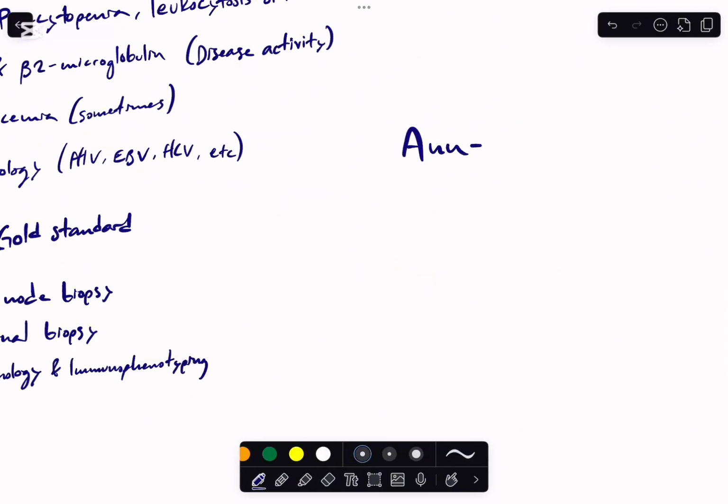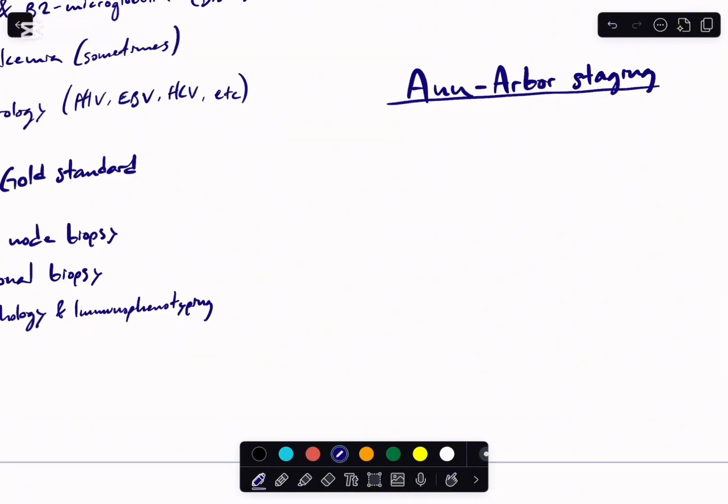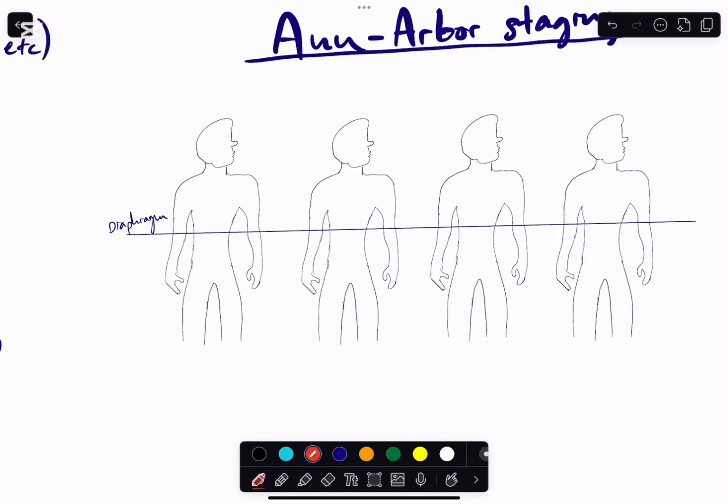NHL can be staged with the Ann Arbor staging system. Stage 1 includes one lymph node area or one extranodal focus. Stage 2 involves 2 or more lymph node regions on the same side of the diaphragm. Stage 3 involves 2 or more lymph node regions above and below the diaphragm. And stage 4 is a widespread disease, including multiple organs with or without lymph node involvement.